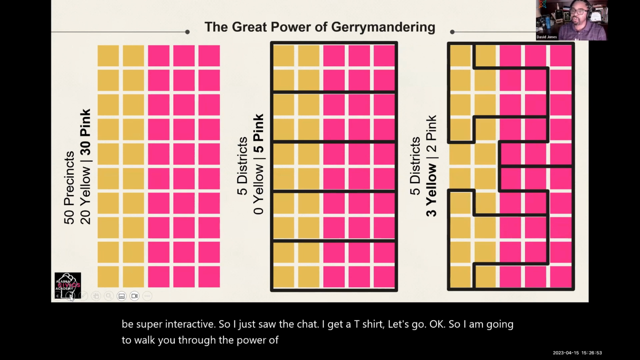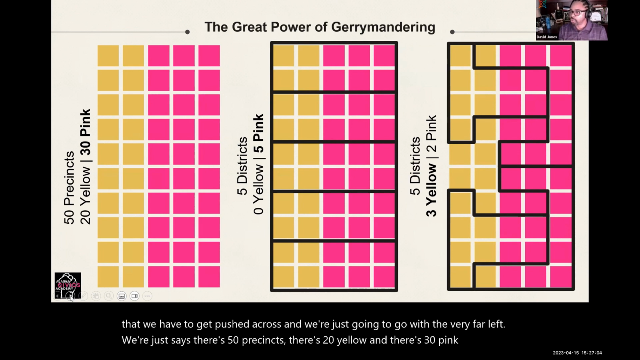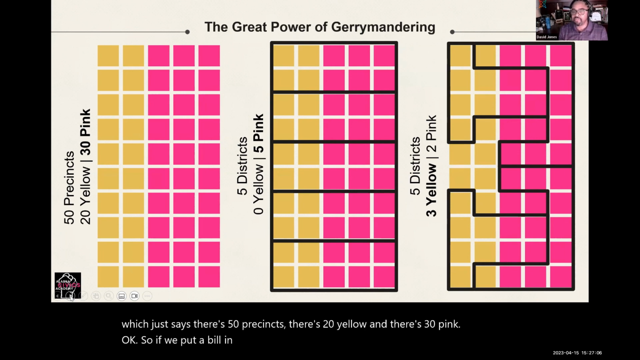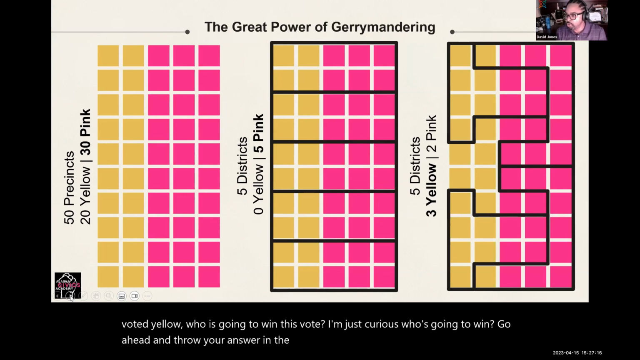Okay, so I am going to walk you through the power of gerrymandering. Let's say that there's a vote that we have to get pushed across. We're just going to go with the very far left, where it says there's 50 precincts, 20 yellow, and 30 pink. If we put a bill in and everybody voted their color, so pink voted pink, yellow voted yellow, who is going to win this vote? Go ahead and throw your answer in the chat. Who's winning, pink or yellow?